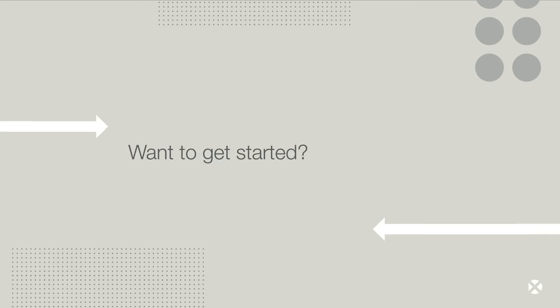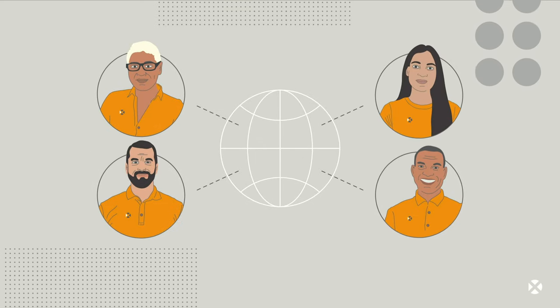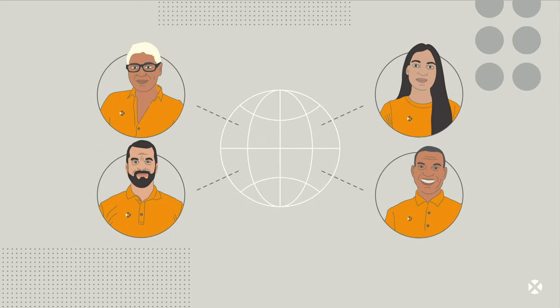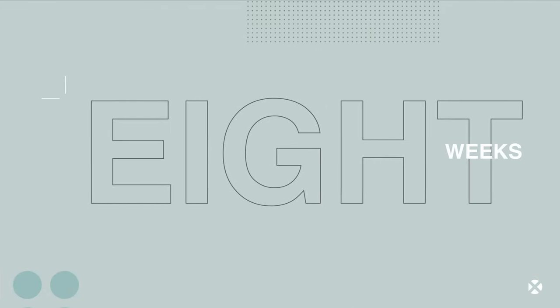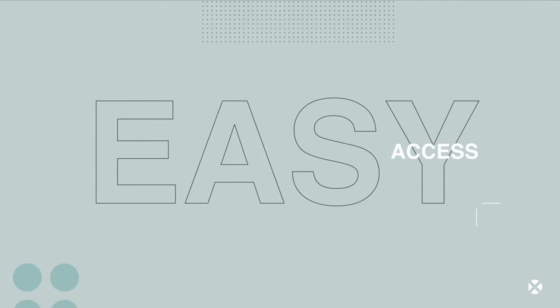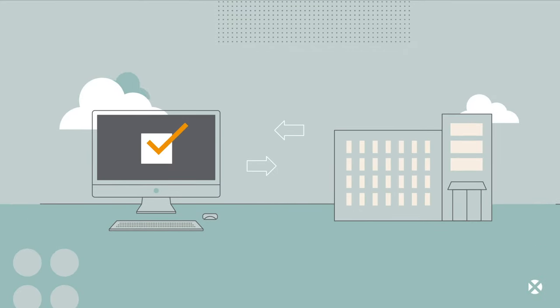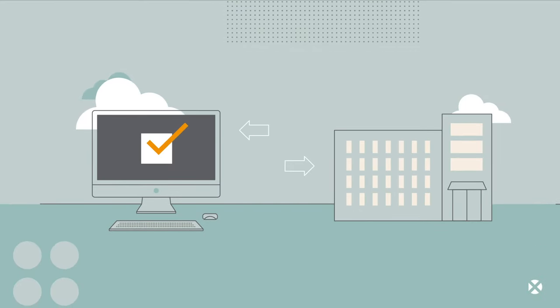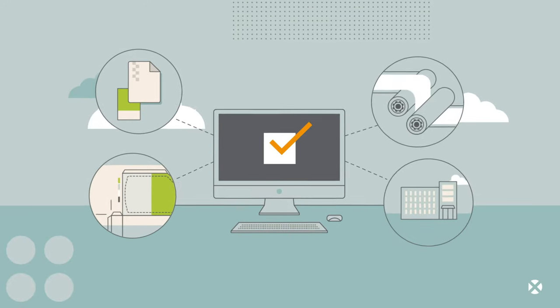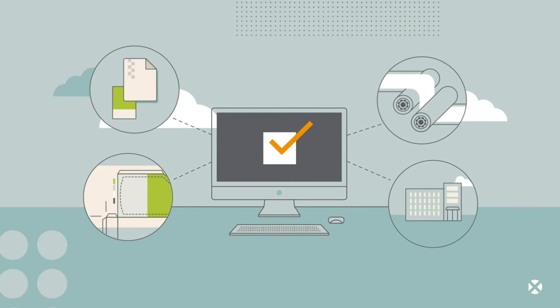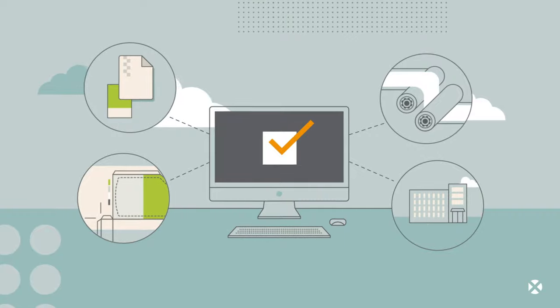Want to get started? X-Rite's brand team can work with you to deploy a successful digital print quality program in as little as 6 to 8 weeks. There's easy access to training and we will even help leverage your printer's existing quality tools. And we'll work with you as printers onboard into your digital print quality programs to ensure success.